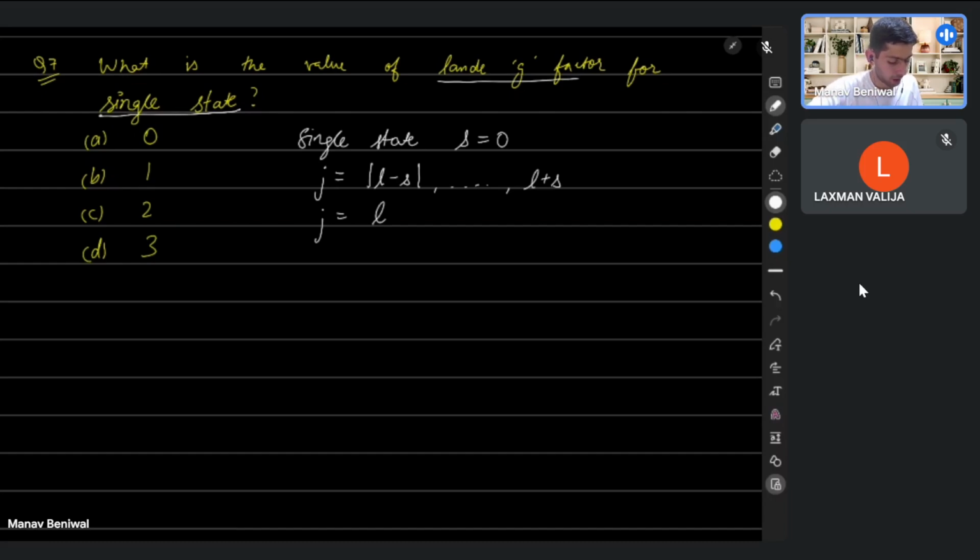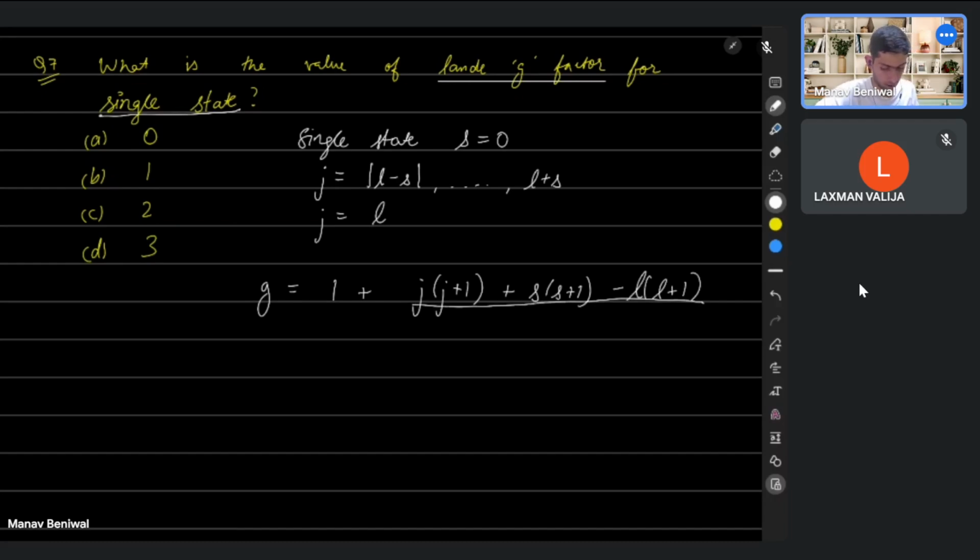Now, if you remember the Lande g factor, it is given by this formula: 1 plus J into (J plus 1) plus S into (S plus 1) minus L into (L plus 1), divided by 2 times J into (J plus 1). Correct? This is the formula.